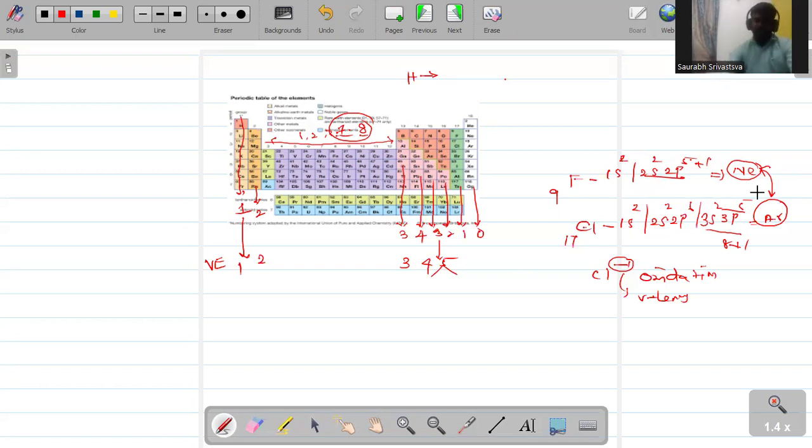So three possibilities. Every element other than the noble gases will be involved in bonding. Every element is unstable, so it tries to attain stability. The element is going to attain stability in three ways. The first way is donation of electrons. If the element is a metal, it will donate. If the element is a non-metal, it will accept. But if the electron pulling nature or electron donating nature is very less, then at that time it will go for sharing of electrons.